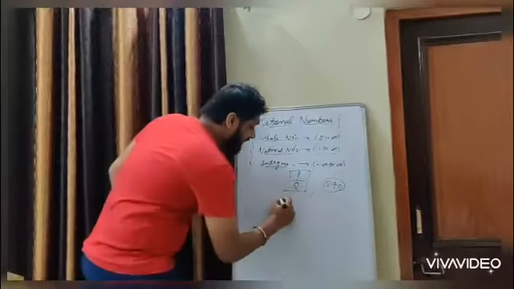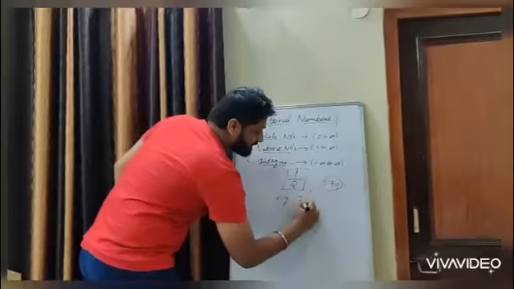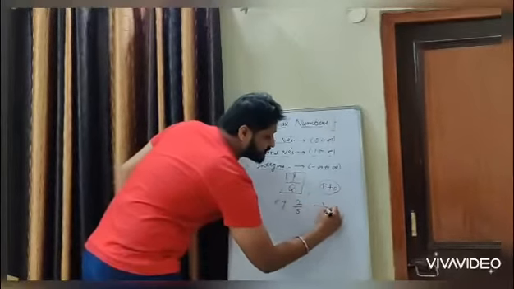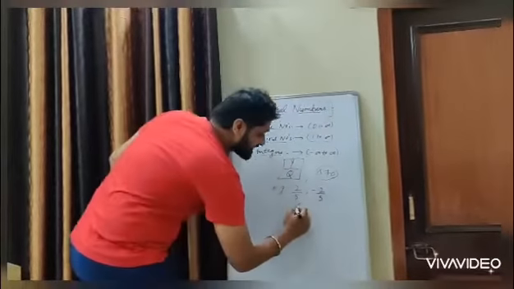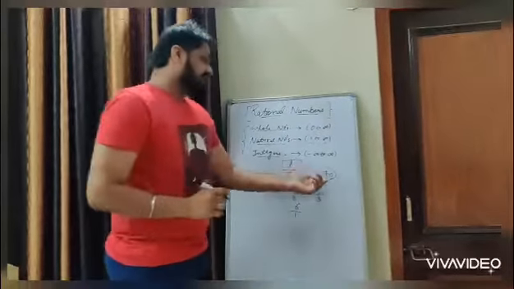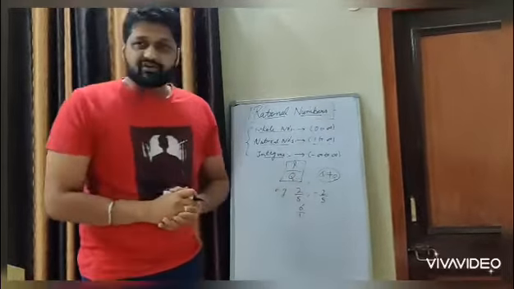And the examples are 2 by 5, minus 2 by 5. You can include the negative number as well. 6. Is 6 a rational number? Is it in the form of p by q? Yes, it is in the form of p by q, because we can write it as 6 by 1. And the condition is that the denominator should not be equal to 0.